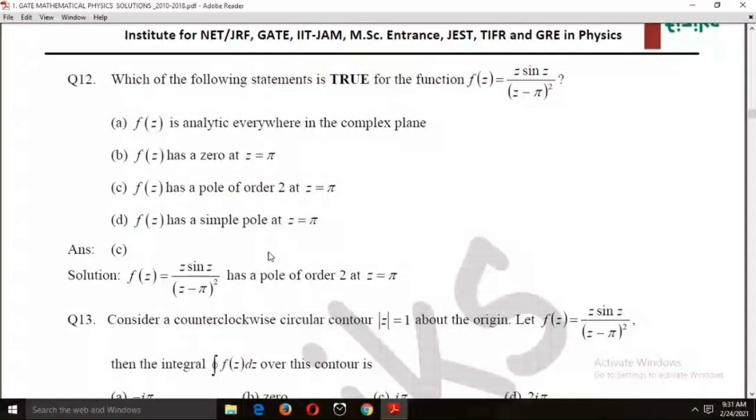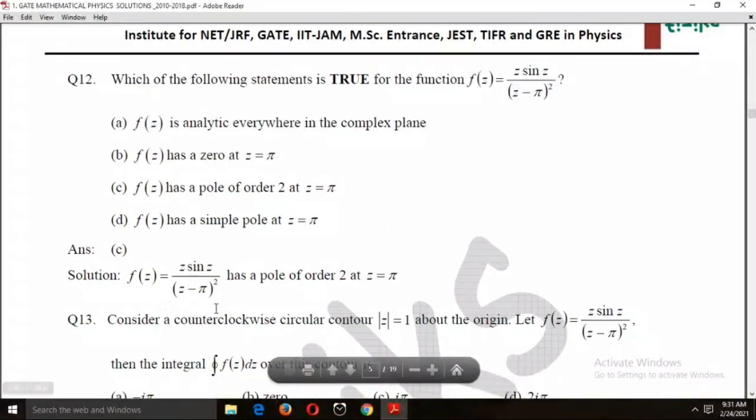Next, which of the following statements is true for the function f(z) equal to z sin z upon (z minus pi) square? So here will be option C, because f(z) equal to z sin z upon (z minus pi) square has a pole of order 2 at z equal to pi. From the method of residue, (z minus pi) square is in the denominator, so here a pole of order 2 at z equal to pi. So option C will be correct.